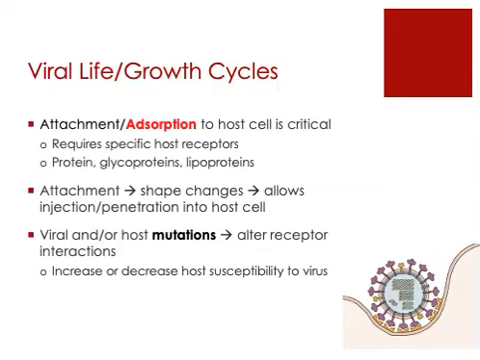The very first thing that has to happen in order for a virus to infect a host cell is an interaction between a protein on the surface of the virus and a protein on the surface of the cell. That process, that attachment that goes on, gets a name. We call that adsorption. It requires a very particular interaction between two proteins. They have to match each other, they have to fit together.